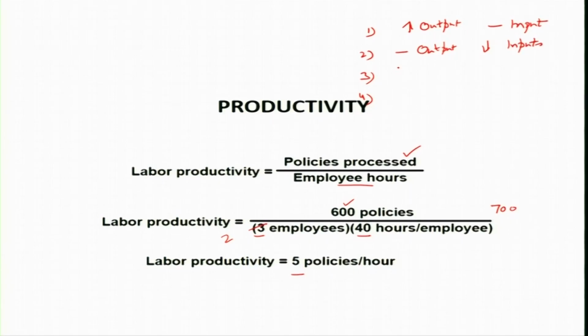Third way is increasing the output as well as reducing the inputs. And fourth, also you will find certain techniques which we are going to study: a substantial increase in output with a small increase in input. So, by adding one machine or some resource, there is a substantial increase in output.